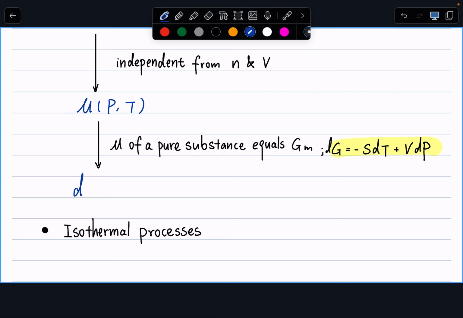Or effectively, we can write d mu as a function of T and P equals d molar Gibbs free energy, and that equals negative molar entropy dT plus molar volume dP. All right, with me so far? So we started from the generalized definition of chemical potential, and then we worked our way to simplify that general definition in a pure one-phase ideal gas scenario.